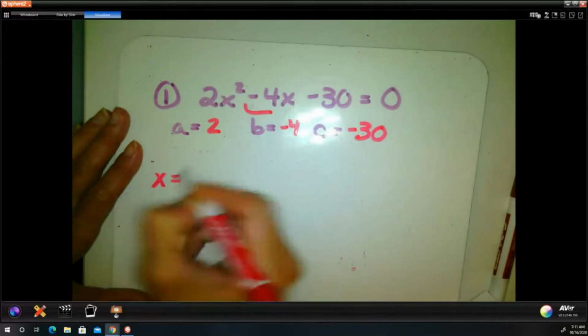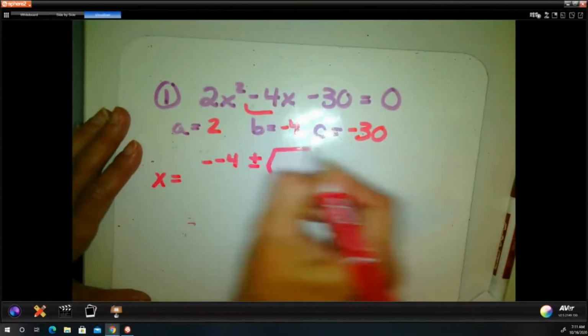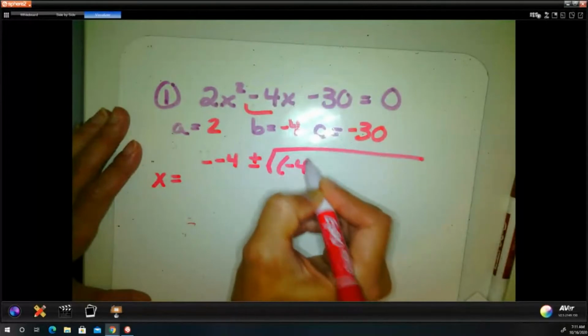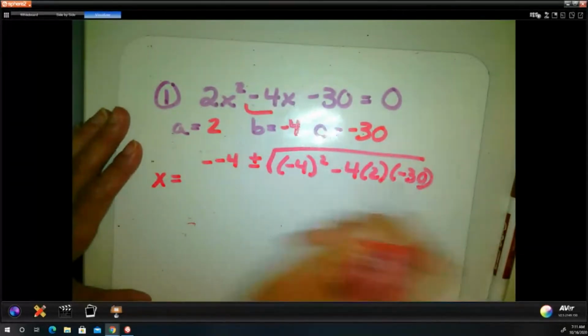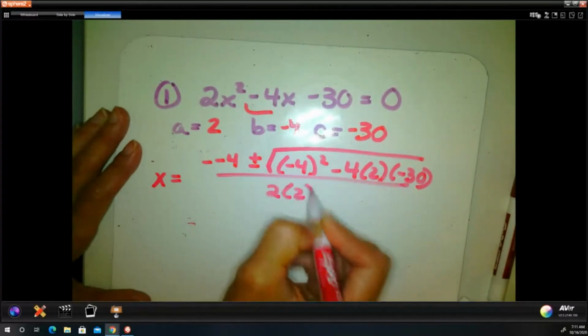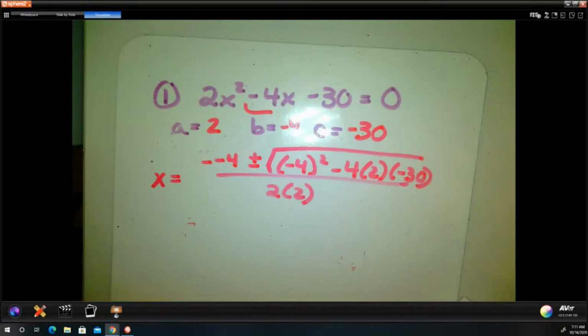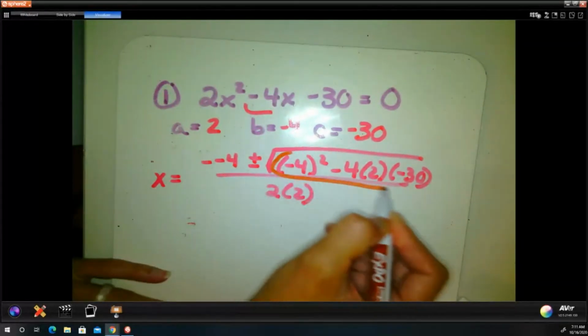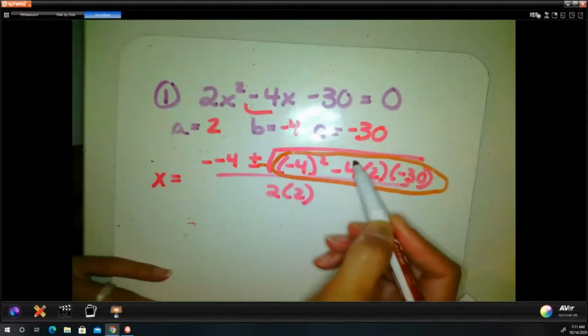So x equals negative b, so negative 4, plus or minus the square root of b squared minus 4ac all over 2a. Okay, so that's a lot. I want to take this under here. This is actually called the discriminant. It's also called the radicand because it's under the radical.